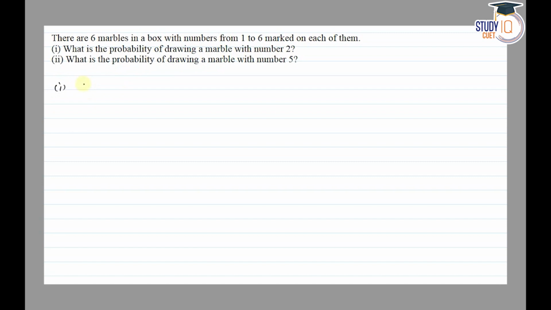So probability of drawing a marble with number 2 is equal to favorable outcomes upon total outcomes.